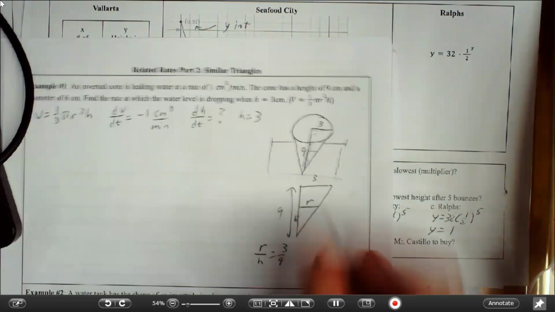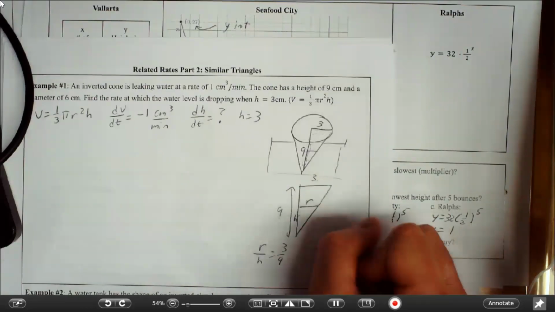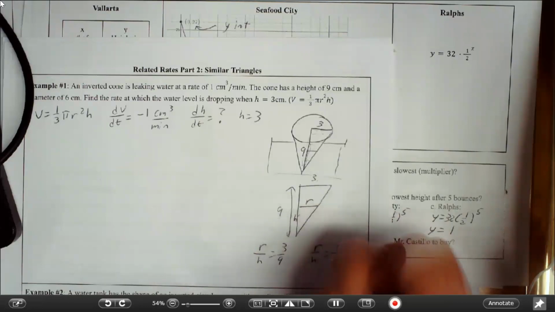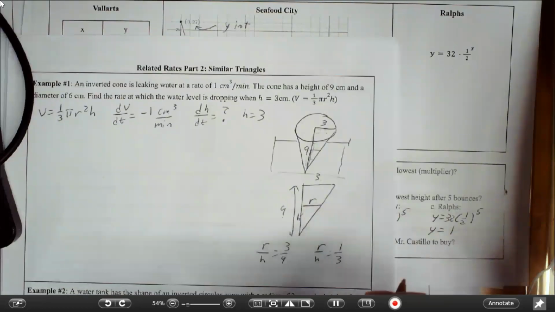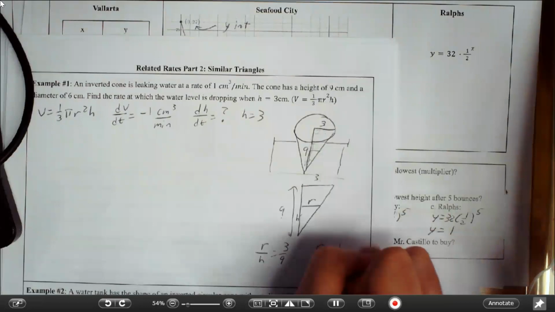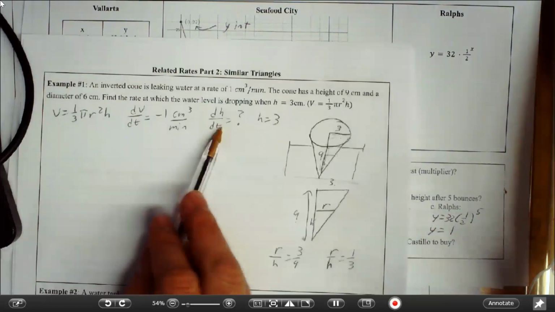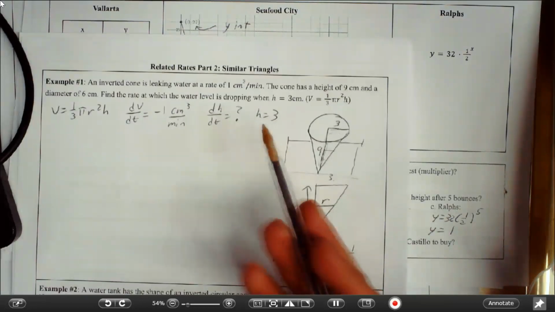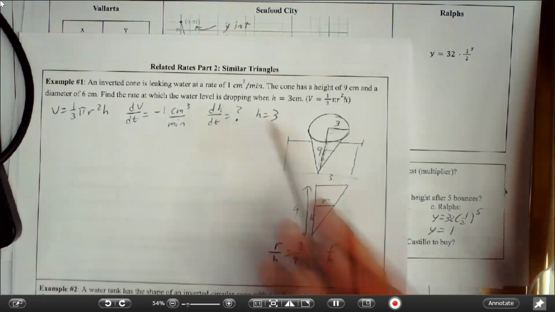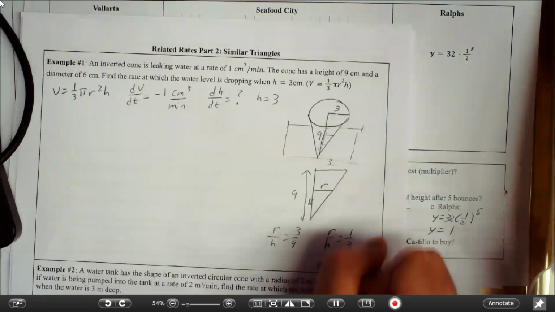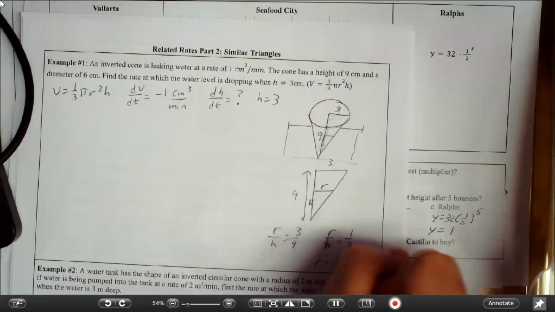Yeah, hold on. And then now I could simplify that. Let's simplify that on the right. R over H is just 1/3. And now what I can do here is, since I'm trying to find dH dt and there's no information about dr dt, I'm going to solve this for R. So if I multiply both sides by H, I get R is equal to 1/3 H.